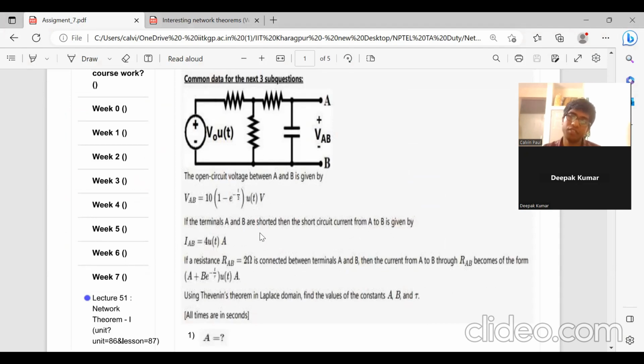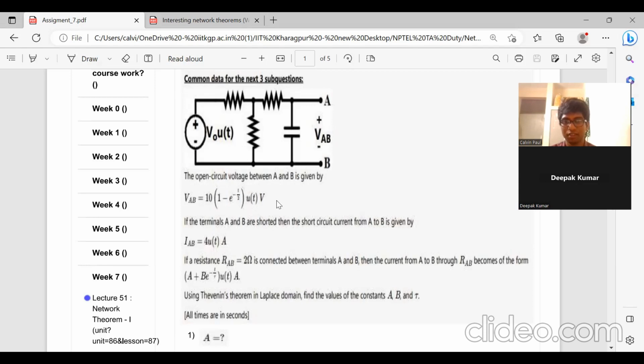Now we short over here. We directly connect A and B. At that time the current IAB is 4 into u of t. What is this u of t? Do you know? Yes, sir. u of t is an impulse function, not impulse, unit step function. Okay, unit step function.